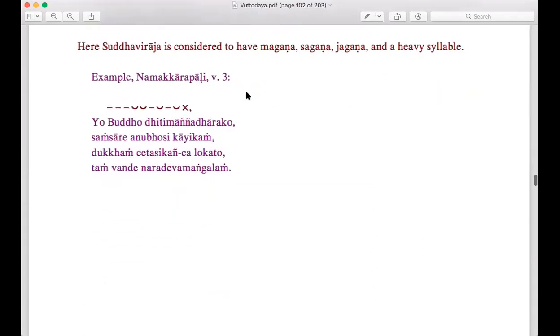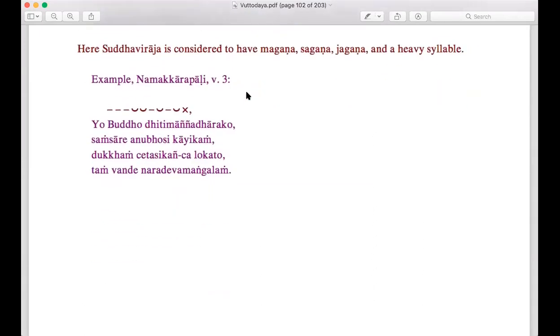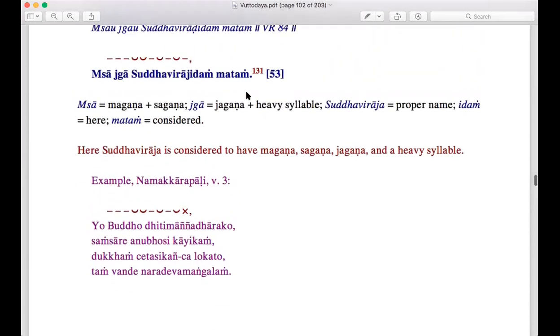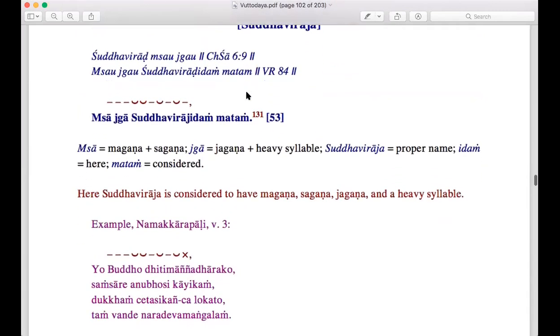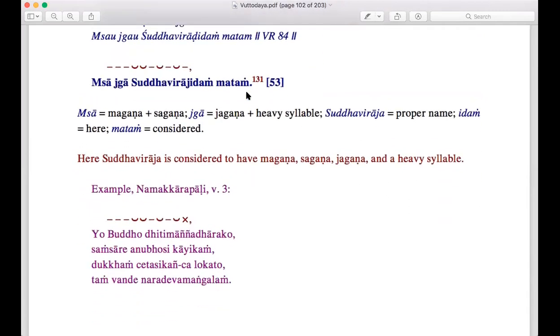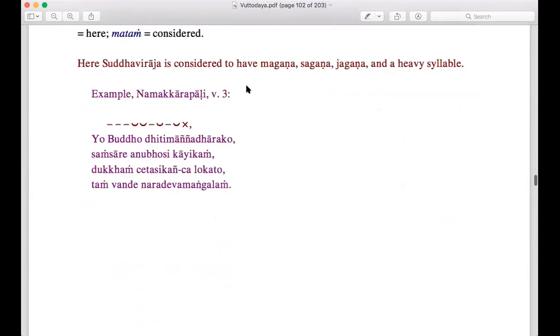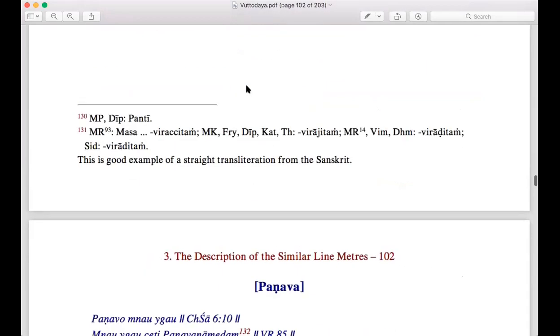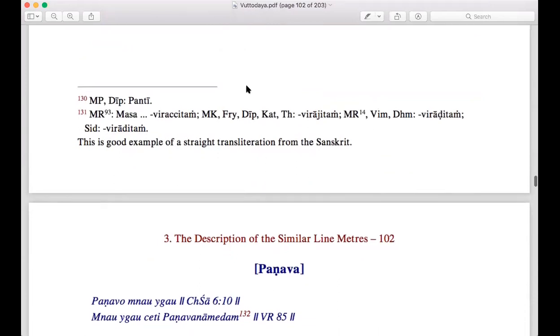Yeah. So example is taken from Namakkara Pāli. Yo buddho dhiti manya dharako sansare anubhosi kājikam dukkhaṃ cetasikanca lokato tang vande naradeva mangala. So you can check it by yourself. Are there any questions? No questions, right? Then we are moving to the next one.